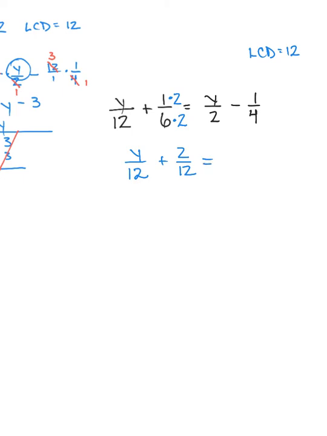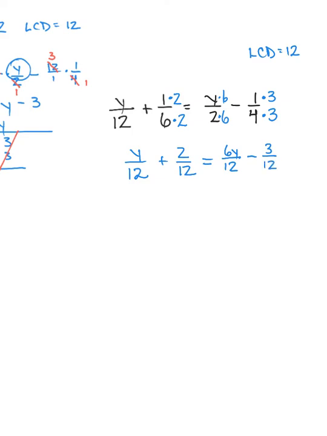On the right side, in order to get from 2 to 12, we want to multiply by 6. So I'm going to multiply 6 to the bottom, and remember, we want to do the same thing to the top. So we get 6y over 12. And for the last term, in order to get from 4 to 12, I want to multiply by 3. Whatever I do to the bottom, I do to the top, so we get minus 3 over 12.